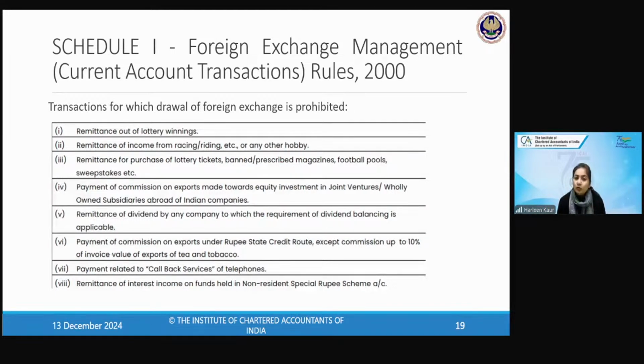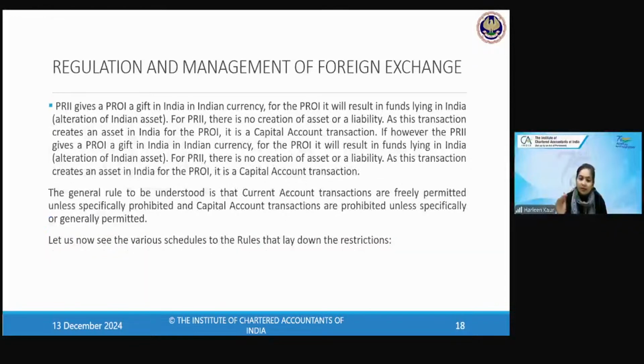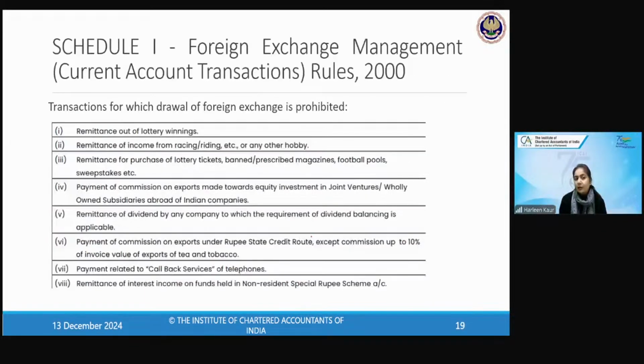Okay. And also, Swati, we will be doing these capital account transactions in detail. So you will understand this in detail under the capital account transactions. Is that clear, Vicha? Okay.